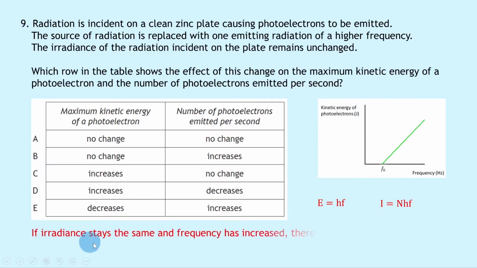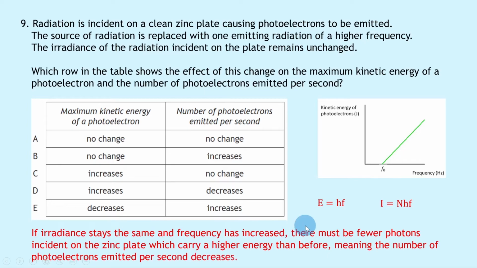So we can say that if irradiance stays the same and frequency is increased, there must be fewer photons incident on the zinc plate, which carry a higher energy than before. And how do we know that? Well, if we look back at this expression, the irradiance I needs to stay the same, and the frequency has been increased. So if frequency increases, and Planck's constant h is a constant, so that stays the same, then in order for irradiance to stay the same when frequency increases, the number of incident photons must decrease, but we can say that they carry a higher energy than before because there's fewer of them and they need to deliver the same energy.